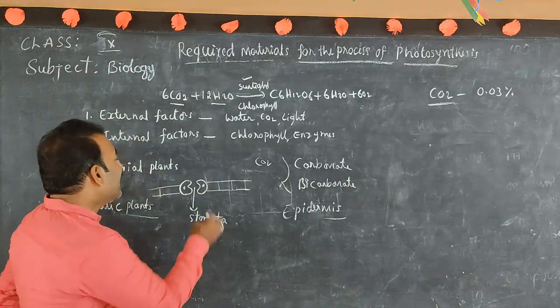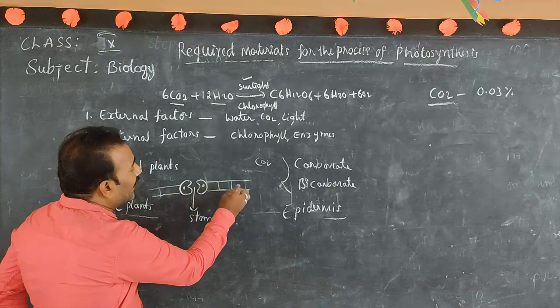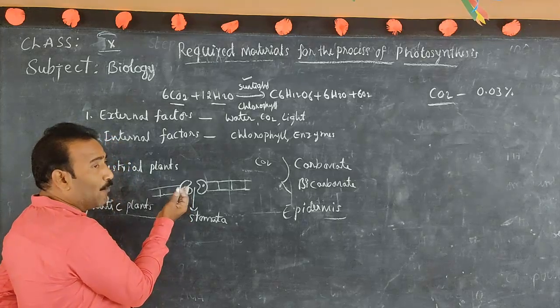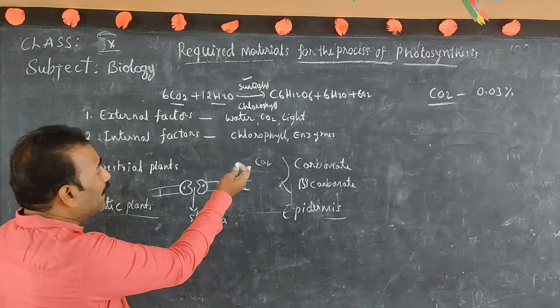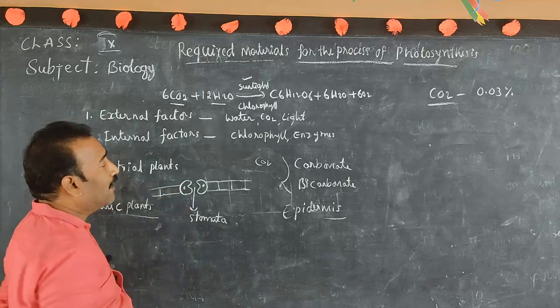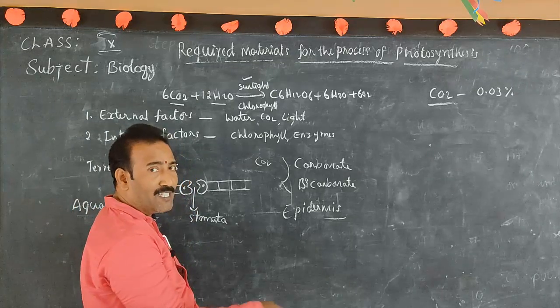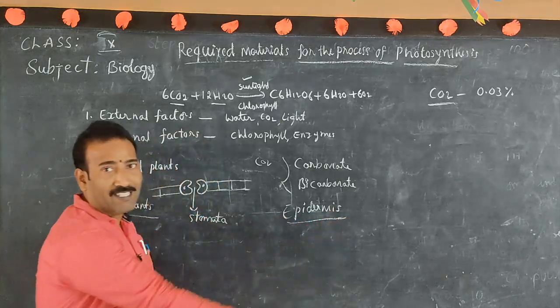In terrestrial plants, the availability of carbon dioxide for photosynthesis is regulated by opening and closing of the stomata. In terrestrial plants, CO2 diffuses through the stomata, but in aquatic plants, carbon dioxide diffuses into the tissues of the leaves through their epidermis.